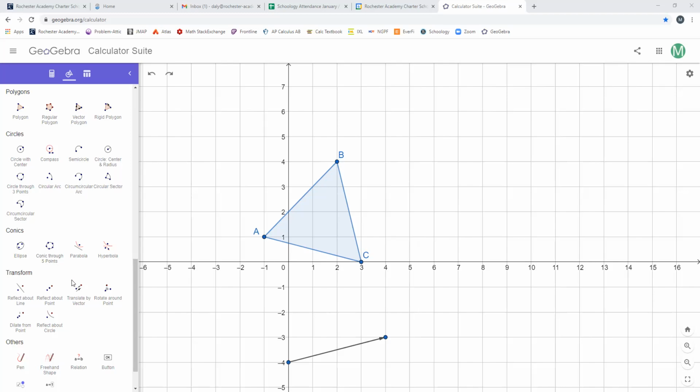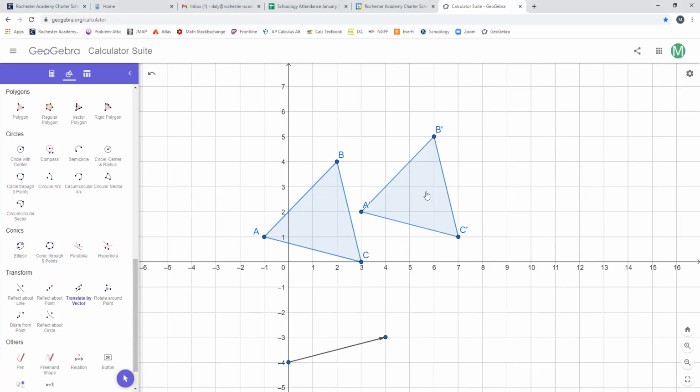Let's take a look at what that looks like when we actually do it. So we're going to translate by vector. Here's the object we want to translate, and then here's our translation vector. And it came up exactly the way that I just described it. So here's A prime, B prime, and C prime. Each one is up 1 and to the right 4.